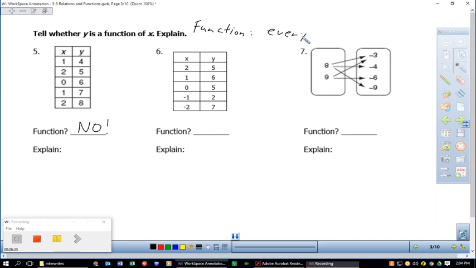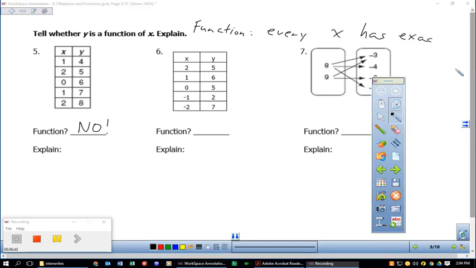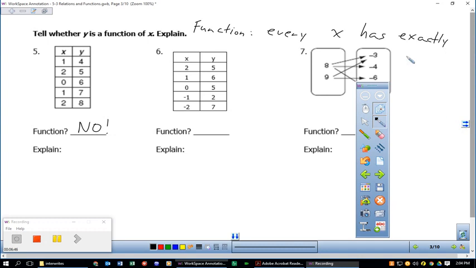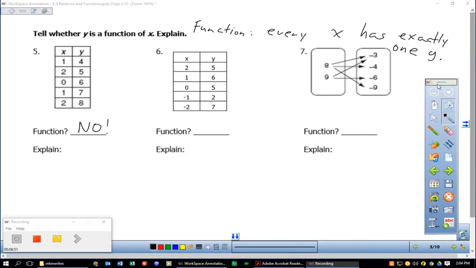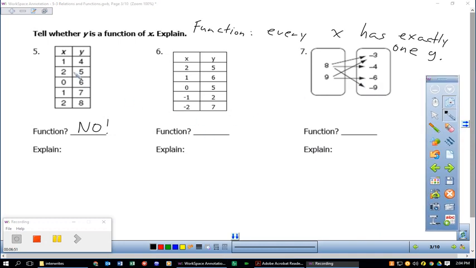Every x, and I should say it this way, every x has exactly one y value. So the question is, do you have any x's here that have more than one y value? Well, 1 is matched up with 4, but then it's also down here matched up with 7. It's written differently, but 1 is matched up with both of those. So it fails that. So we're going to say 1 has 2 y values.